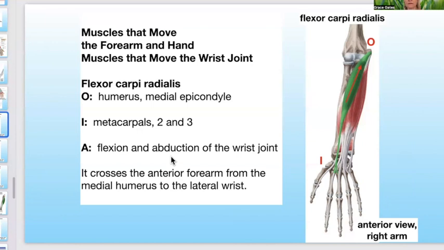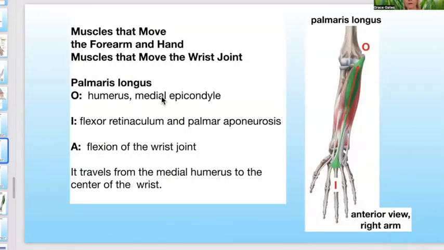And then to understand how it causes abduction, think for a minute that your hand is in an anatomical position, and abduction means being taken away from the midline. So we're talking about moving the wrist joint in such a way that your thumb moves more laterally away from the body. Okay, now the palmaris longus, the origin is on the humerus, the medial epicondyle. The insertion is on the flexor retinaculum and palmar aponeurosis. The action is flexion of the wrist joint. This muscle travels from the medial humerus to the center of the wrist.